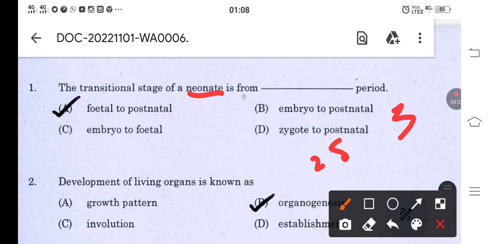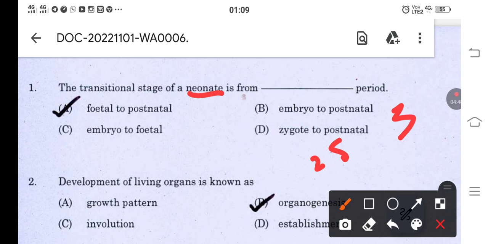Okay, now coming to the options, they have given all these periods: fetal period, postnatal period, zygote period and also embryo. So we should be very clear about the stages of fetal development also. The stages of fetal development are divided into 3 major stages: germinal stage, embryonic stage and fetal stage. Before that there is another period, which is fertilization. So totally we call that 4 stages of fetal development.